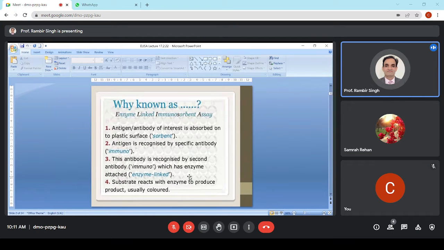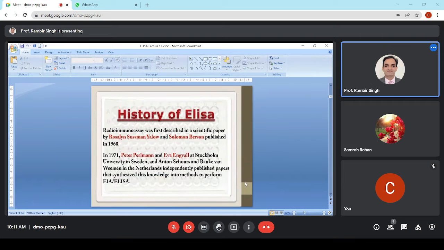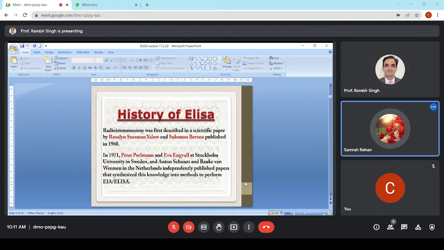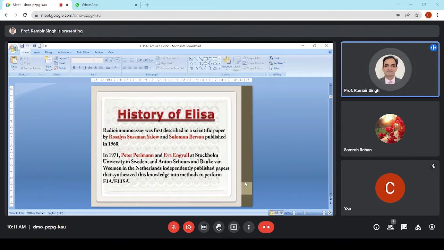In RIA we have radioactivity. We measure that color. Now the intensity of the color will decide the amount of the antigen or antibody present, and the amount of antigen or antibody will be directly proportional to the load of bacteria, fungus, or virus in the body. So the higher the color, the higher the load, and we can find out what is actually the status of the infection.